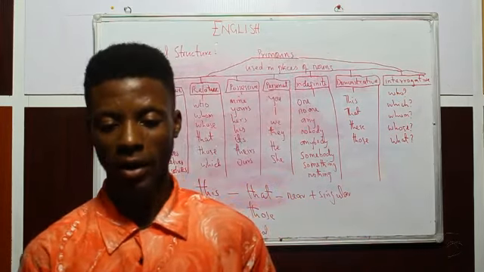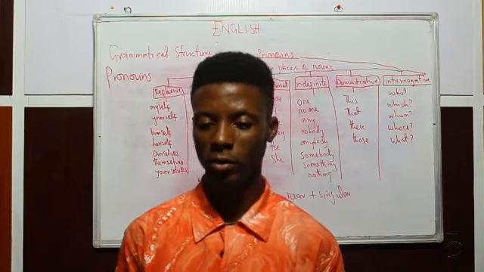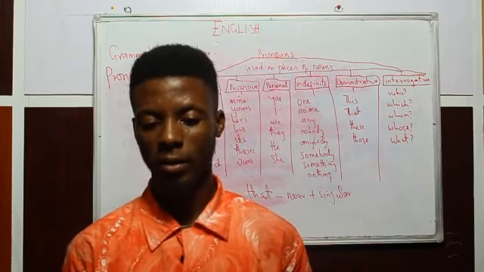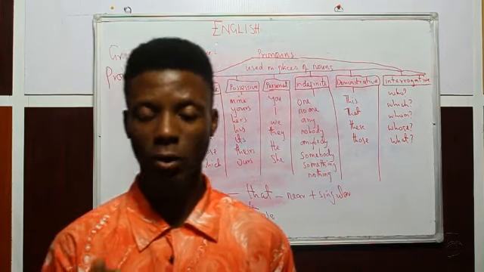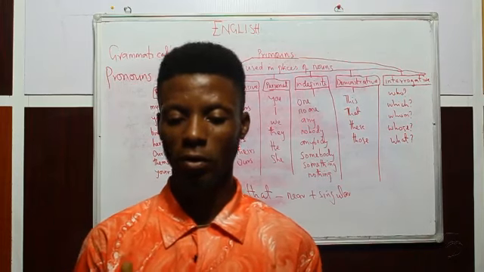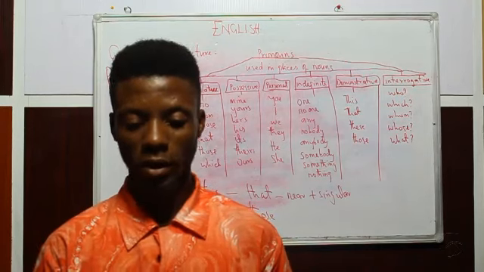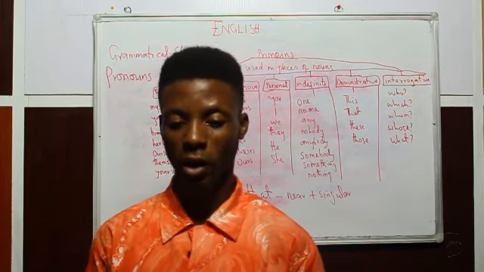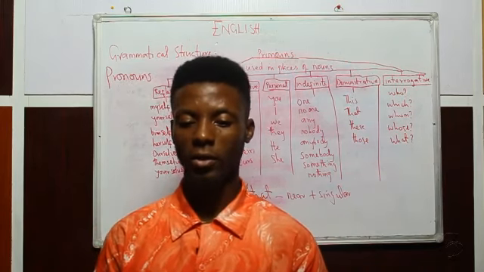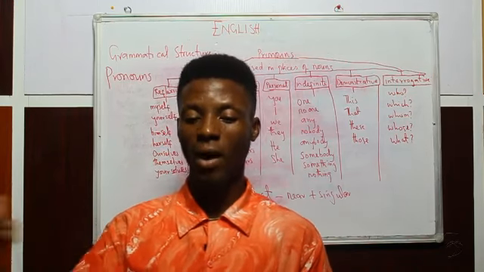The plural form and near reference, we have: These tables are too dirty. These chairs are for me. Tables and chairs are close by. The plural form and distant reference of the demonstrative pronoun is those. Examples are: Those tables are too dirty. Those chairs are for me. Tables and chairs are far away.